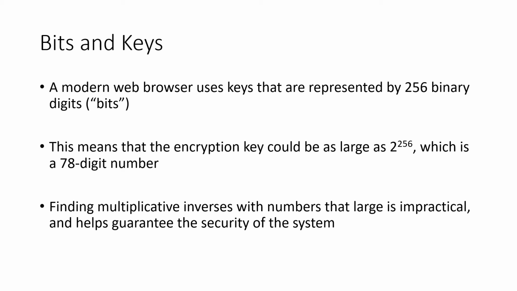But that means that the number that sequence of zeros and ones represents could actually be as large as 2 to the 256th power. So that just means 2 times 2 times 2 times 2, 256 times. That's a gigantic number. That's a 78-digit long number. And so finding multiplicative inverses with numbers that large is really impractical. And that impracticability is what helps guarantee the security of this system.